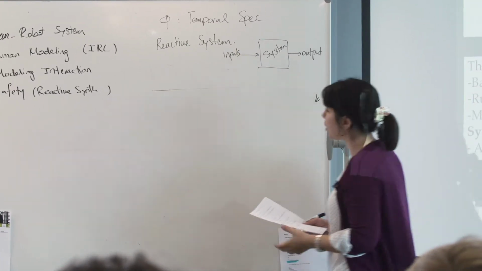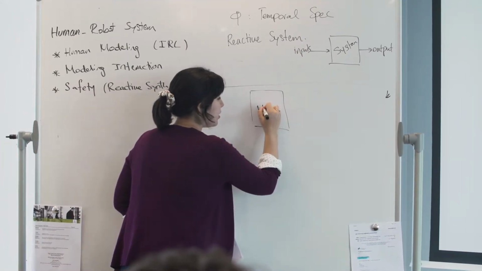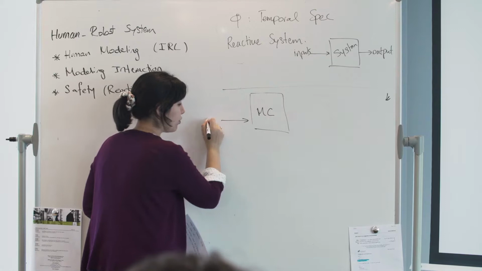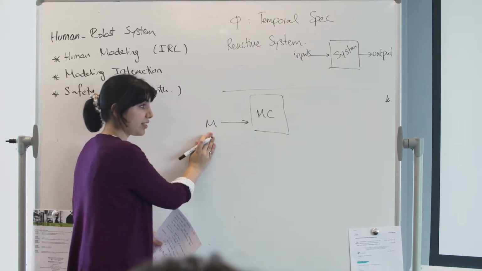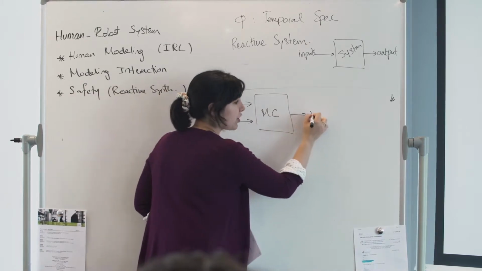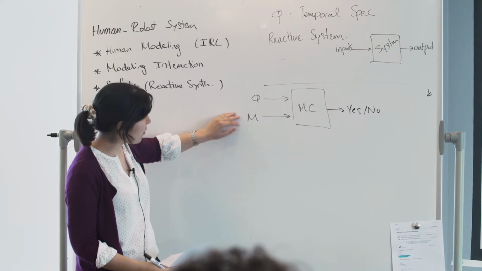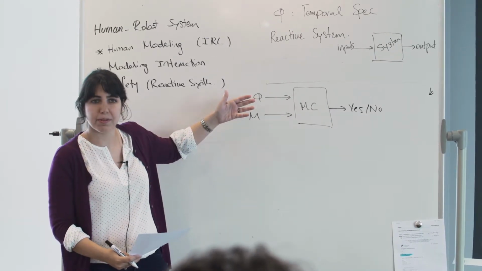So if you remember the model checking problem, the idea is you get a model, your finite state system, and you have a specification. And the output of the model checker is a yes/no answer. Right? It tells you if your model satisfies phi or doesn't satisfy phi.